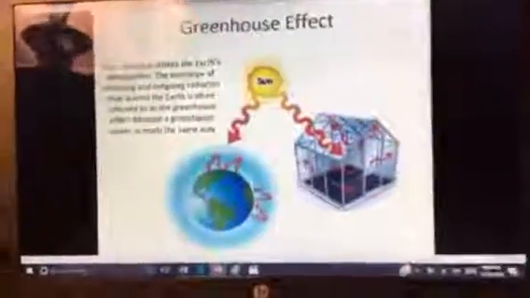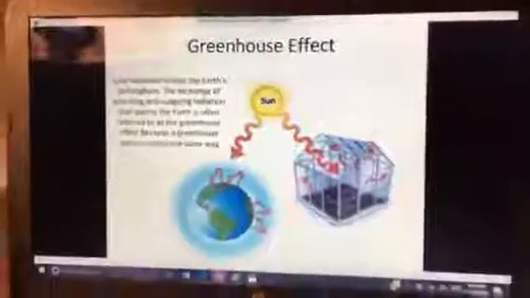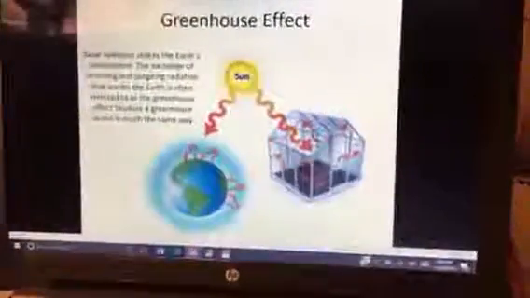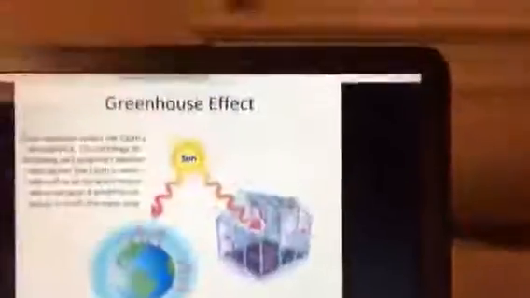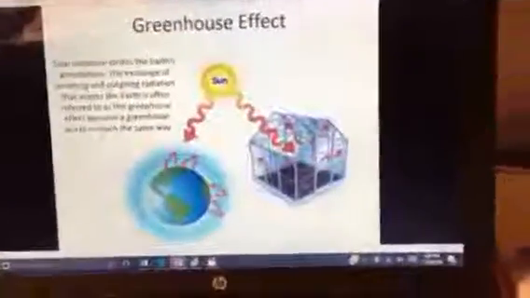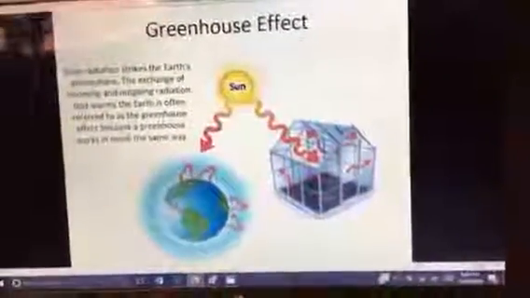All right, and what you have to understand here is that the coming and going of this constant radiation is why the Earth is here. Okay, it would be way too hot or way too cold without it, and it's just extremely important.